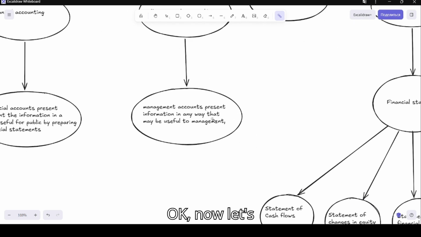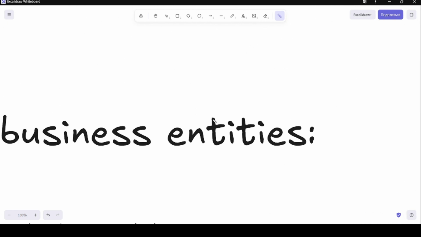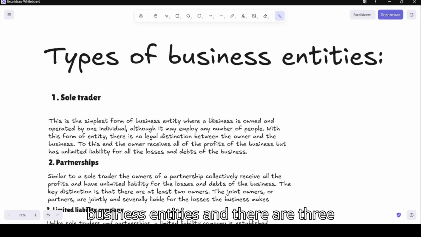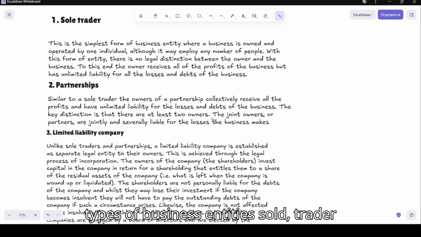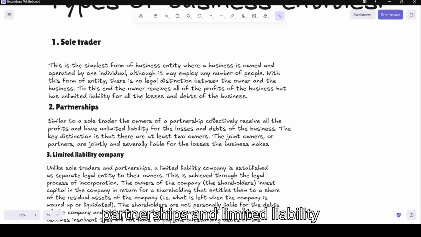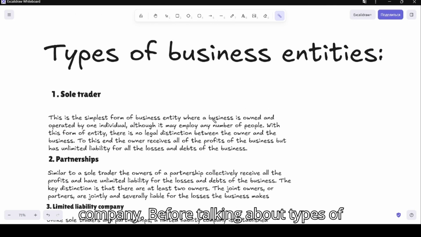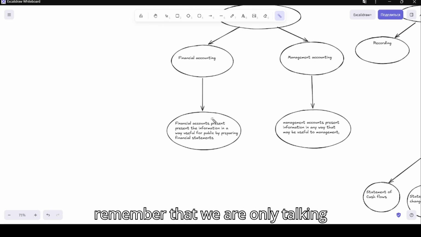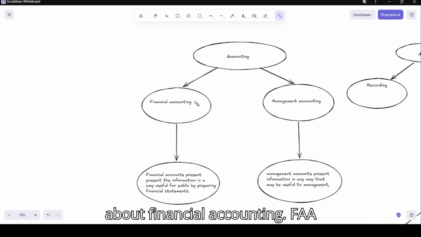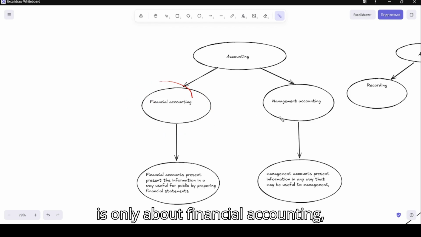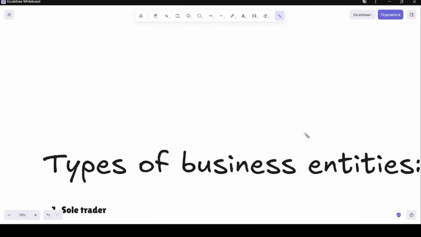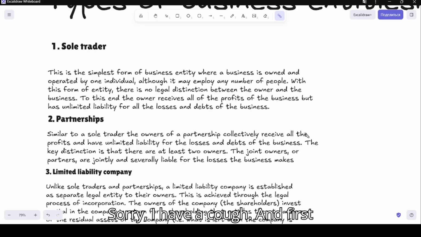Okay, now let's continue. Let's talk about types of business entities. There are 3 types of business entities: sole trader, partnerships, and limited liability company. Before talking about them, I want you to remember that we are only talking about financial accounting. FA, or we may call it F3, is only about financial accounting. Management accounting, we won't talk about that.